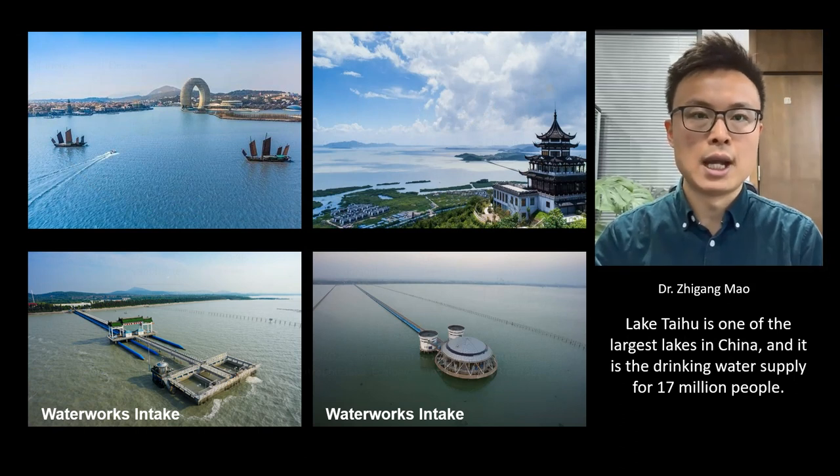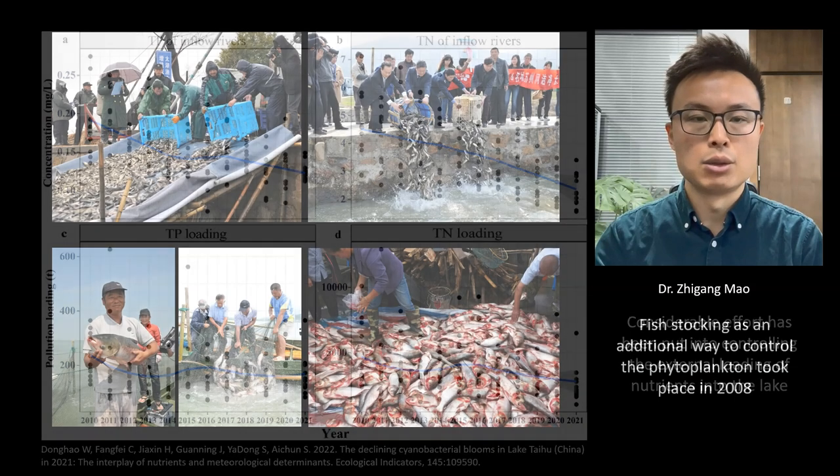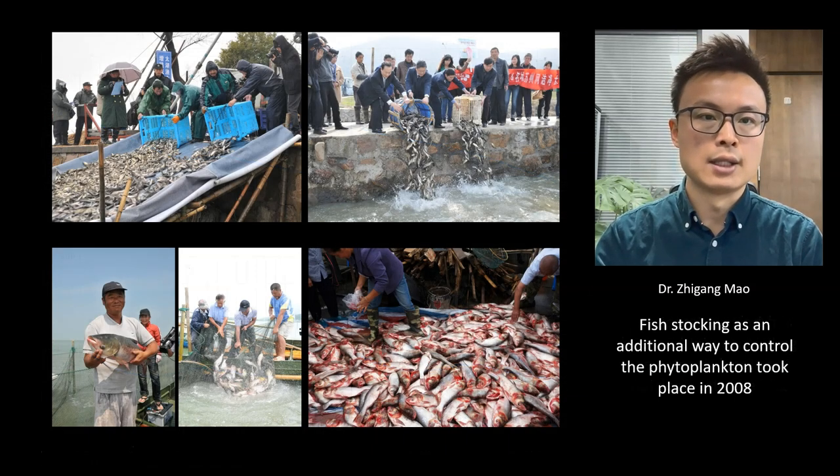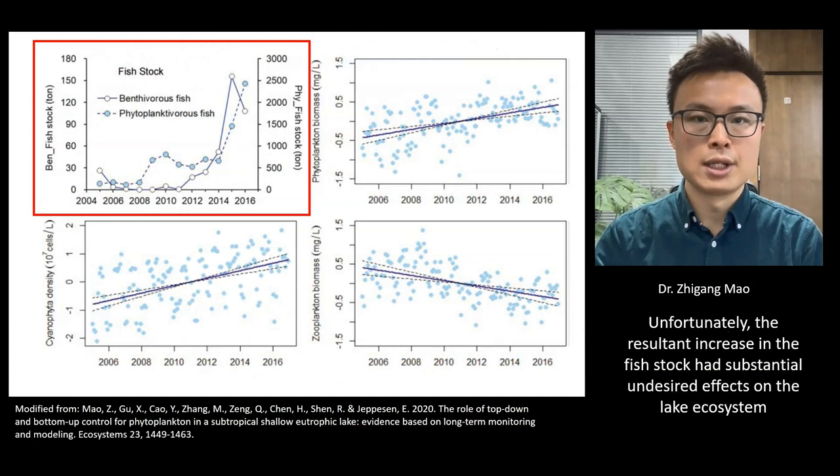Lake Taihu is one of the largest lakes in China, and it is a drinking water supply for 70 million people. Considerable effort has been put into controlling the external loading of nutrients into the lake. Fish stocking as an additional way to control the phytoplankton took place in 2008. Unfortunately, the resultant increase in the fish stock had a substantial and undesired effect on the lake ecosystem.